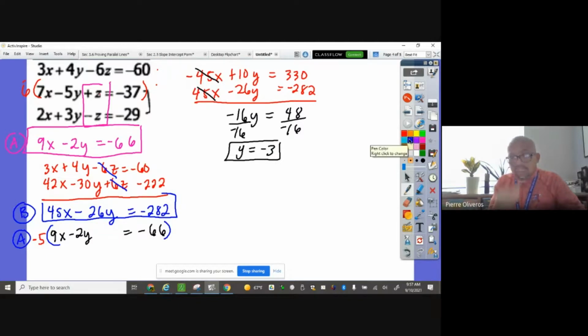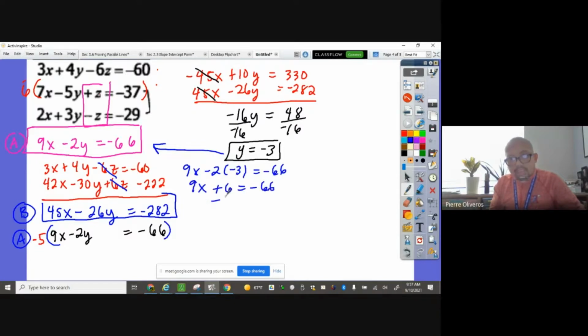And again, we plug in y equals negative 3 to equation A or B. It doesn't matter which one, so I'm going to use A. So 9x minus 2 times negative 3 equals negative 66. 9x, negative 2 times negative 3 is positive 6, equals negative 66. Minus 6 on both sides. 9x equal to negative 72, divided by 9. X equal to negative 8.